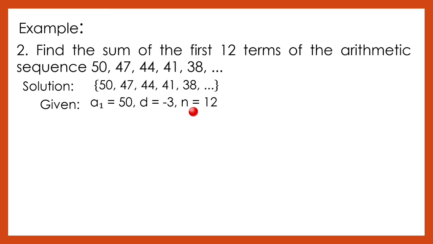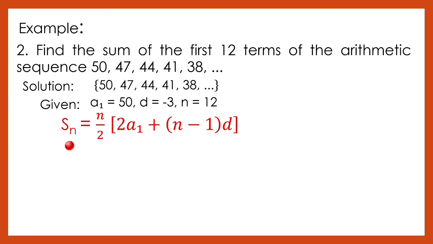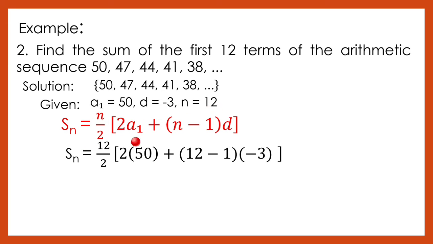Since wala tayong a sub n or last term, ang gagamitin nating formula is the second formula, which is S sub n equals n over 2 times 2 a sub 1 plus the quantity of n minus 1 times d. Let's substitute the given to the formula. S sub n, our n is 12, so we have 12 over 2 times 2 times a sub 1 is 50 plus n is 12, 12 minus 1 times d, which is negative 3.